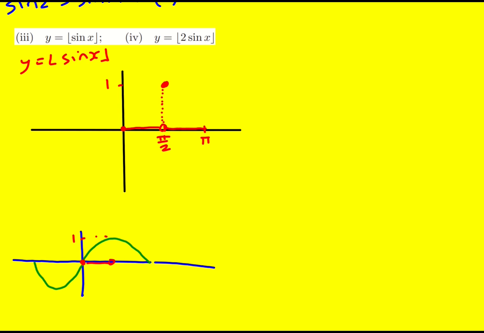That is it. If we now look at the other side, okay, I can see that it's going to be minus 1 at minus pi over 2.